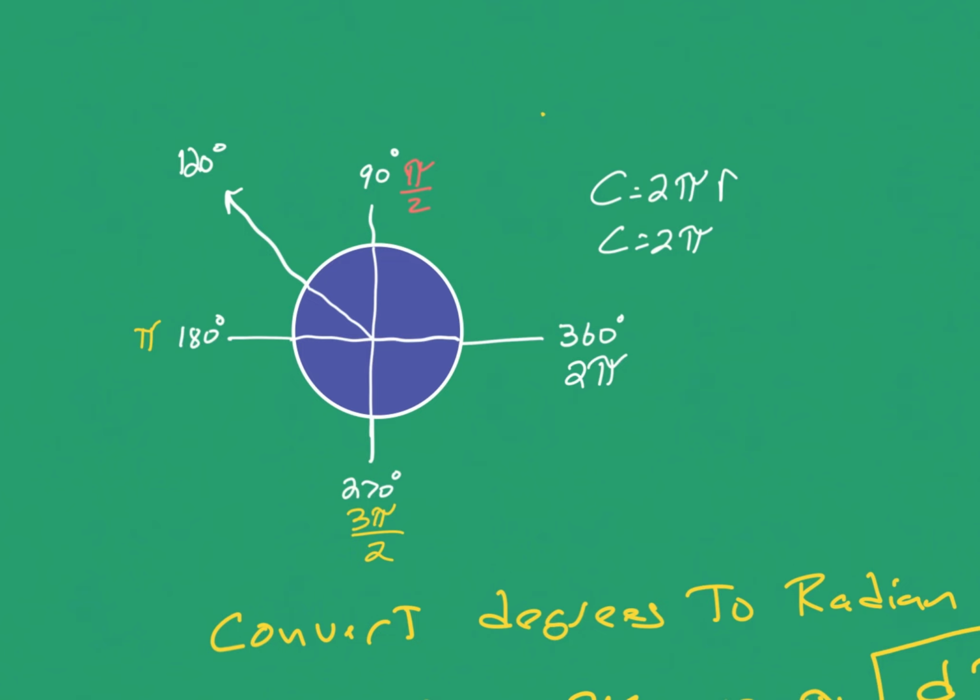That 120 degrees, not only is it 120 degrees, but it's equivalent to 2 pi over 3. It's equivalent to 2 pi over 3 radians. Those have the same ending point if you're going to graph them. Okay? So let's look at a couple more examples of that.